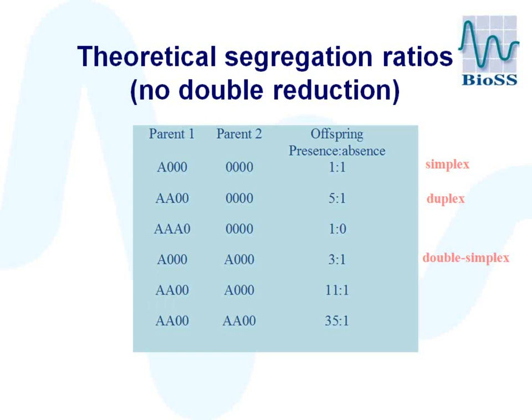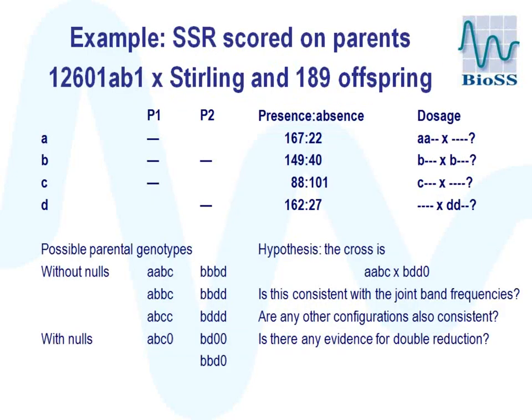The other possibilities are that an allele is present in both parents. If it's present with a single copy in both parents, then you expect that to segregate in a 3-to-1 ratio in the offspring. I'll call that a double simplex marker. Other possibilities are that there are 2 copies in one parent and 1 in the other, which gives an 11-to-1 ratio, or 2 copies of the marker in both parents, which will give you a 35-to-1 ratio. Those latter 2 ratios are too high. They're really not informative for linkage mapping. So that's how you'd look at a dominant marker.